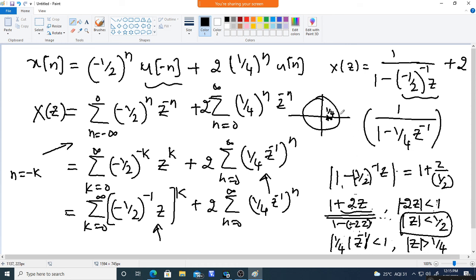Now if you take this as 1 by 4 and this as 1 by 2, and put the circle here, between 1 by 2 and 1 by 4 there will be a ROC. So it should be less than 1 by 2 and greater than 1 by 4. In between these two values the ROC will come. Okay, so this is the ROC. Here you need to take this term, only the magnitude, it will come 1 by 2. So is it clear now? That is the ROC.